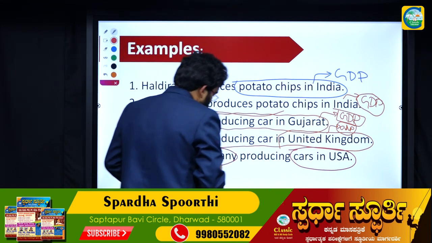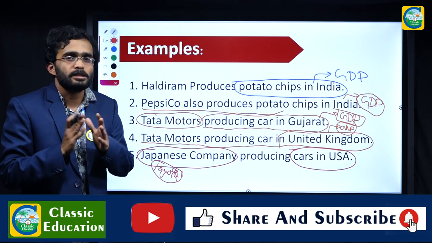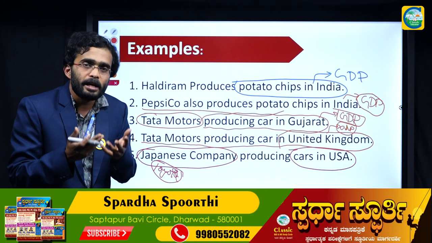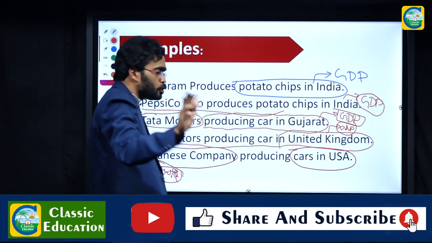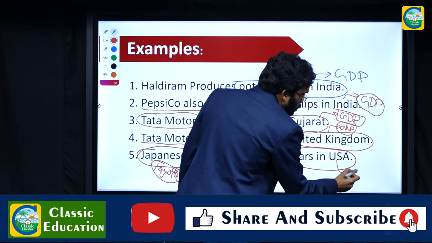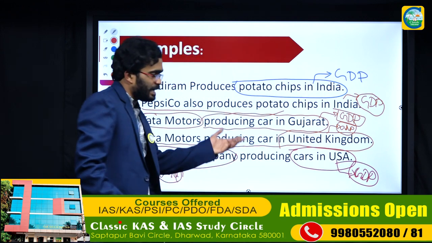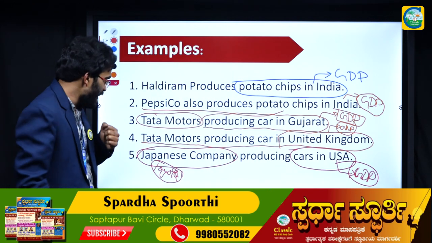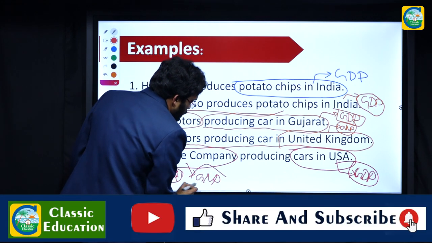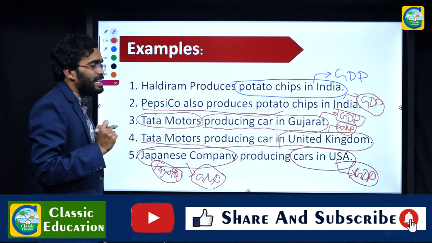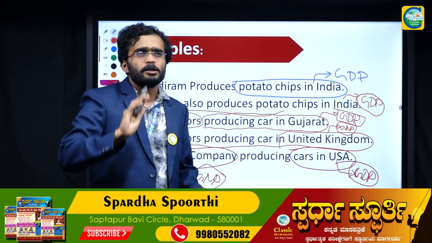The answer is, if a Japanese company has its manufacturing unit in the state of Texas in the USA, the income earned by the Japanese company by selling those cars will be used to calculate the GDP of USA, whereas this income will be used to calculate the gross national product, the GNP of Japan.